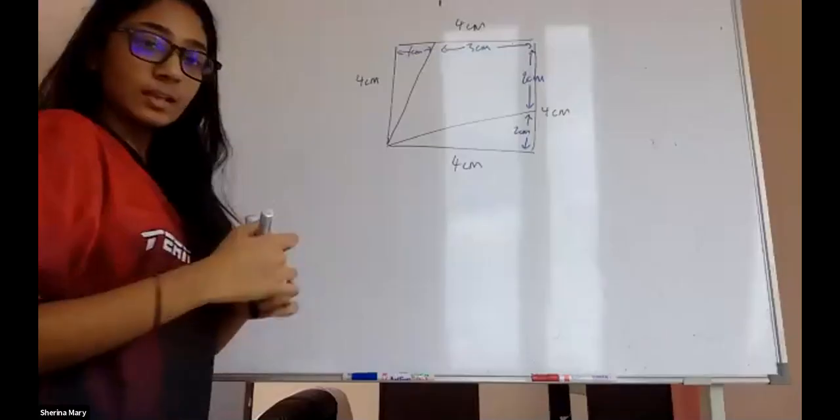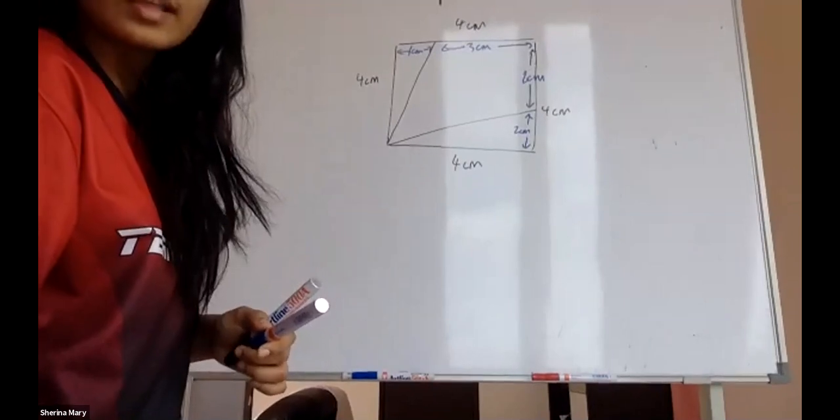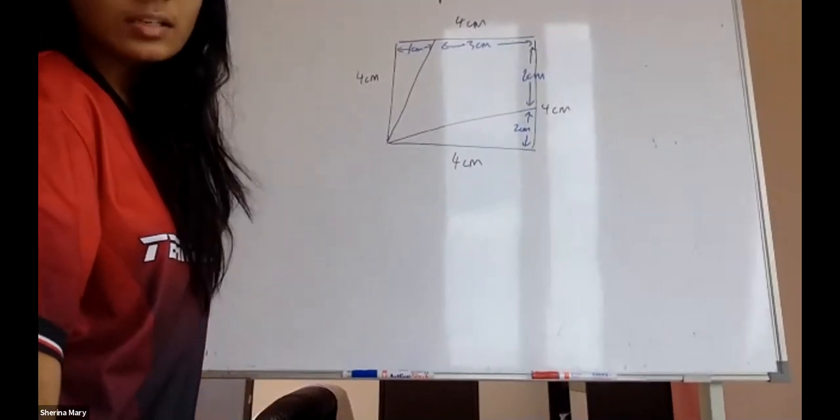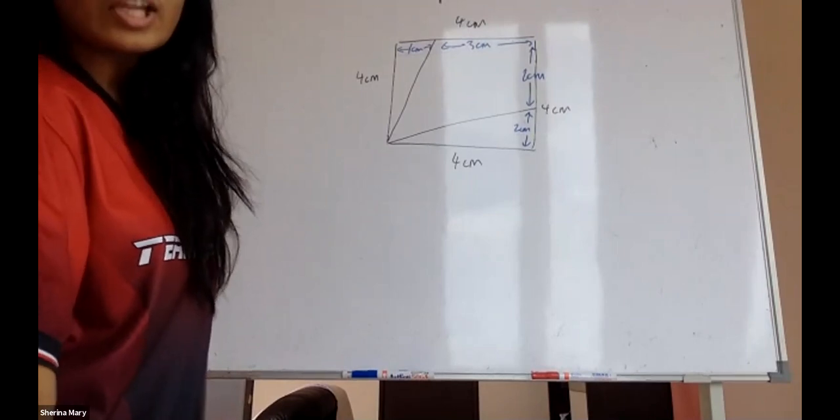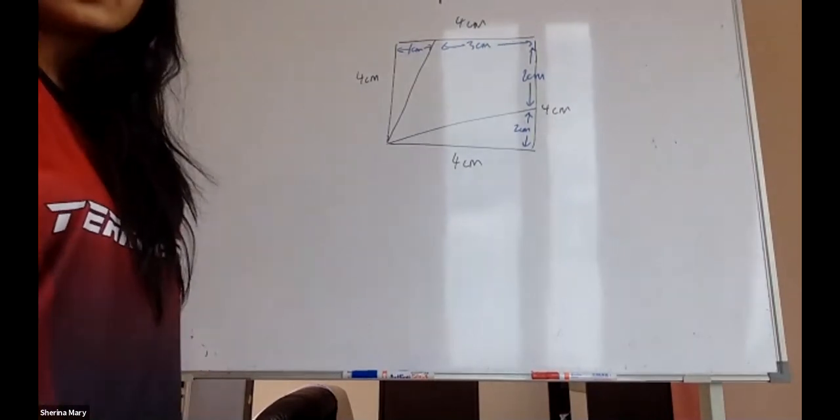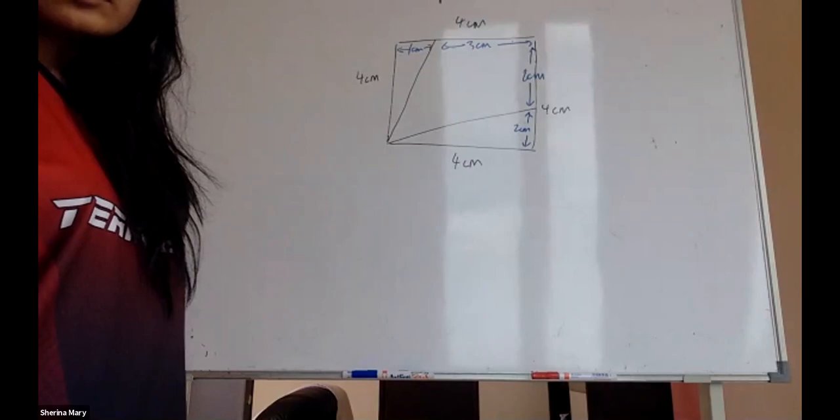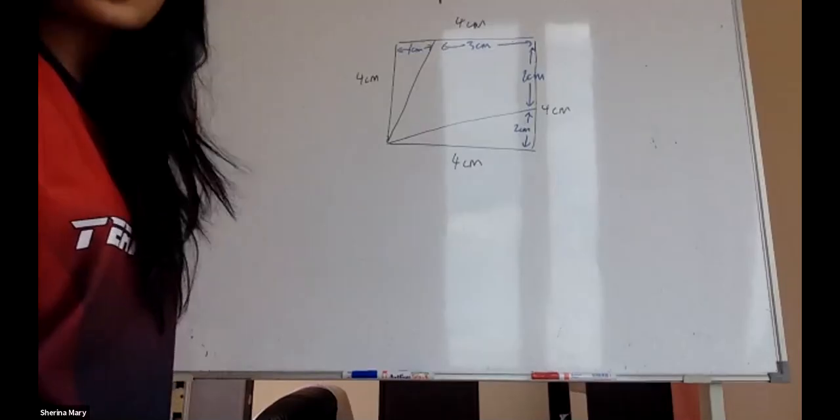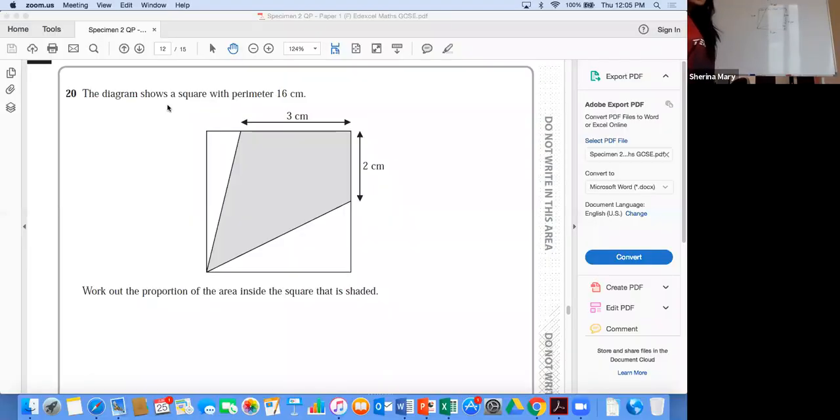Now it's saying, calculate the proportion of the area inside the square that is shaded. So this is not a regular shape. So what do I do? You find the total area. You separate into 2 shapes. Okay, you can separate into 2 shapes.